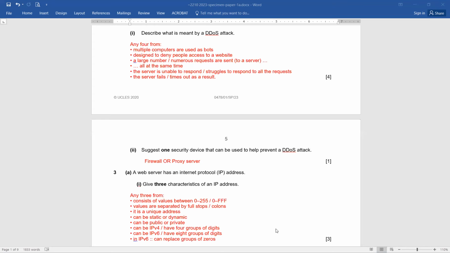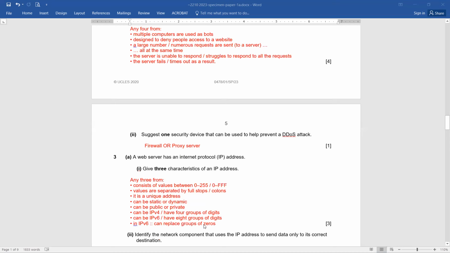Question number 3, part A. A web server has an internet protocol or IP address. Give 3 characteristics of an IP address. Now here they are not mentioning IPv4, IPv6 or anything like that, so you can mention anything here. It is a 3-mark question, meaning 3 valid points.